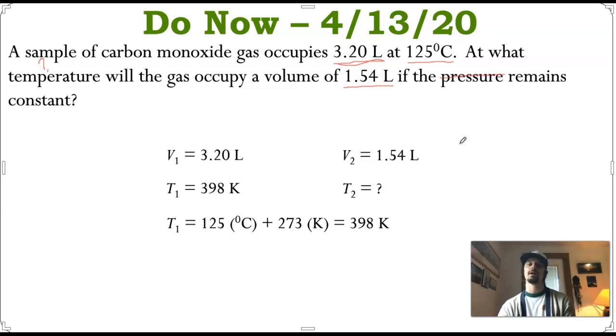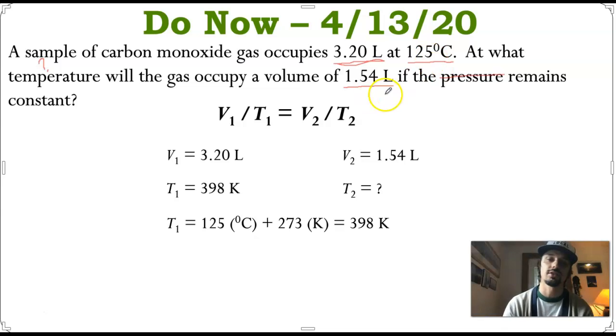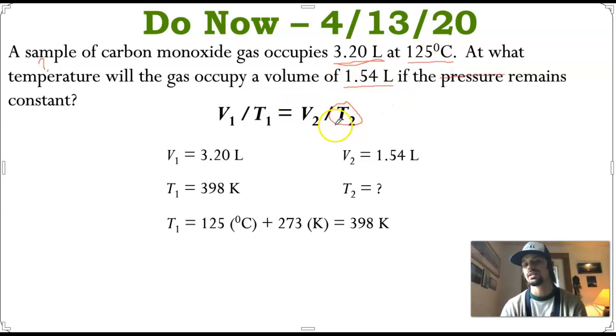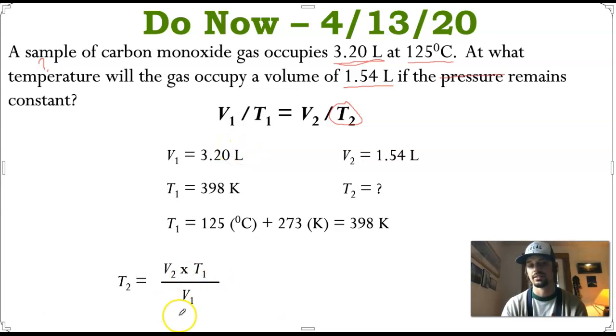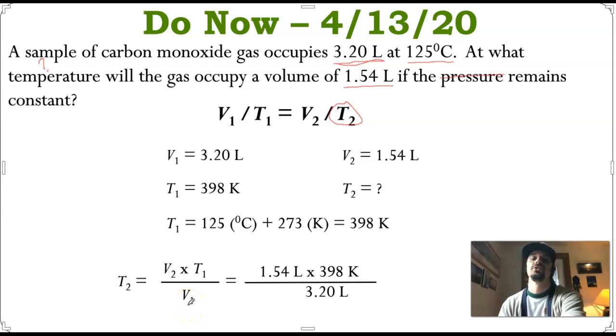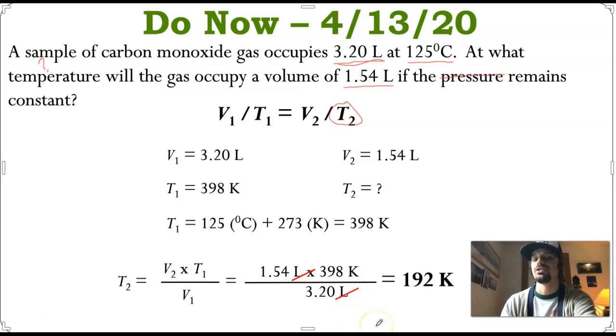So what gas law am I using? Hopefully you understand Charles' law. So there's Charles' law, and I'm looking for T2. All right, to solve for T2, it takes a little extra cross multiplying. So I move T2 up and then move T1 up and V1 down, and it ends up looking like this: V2 times T1 over V1. I plug my variables in, and I end up with an answer of 192 Kelvin.